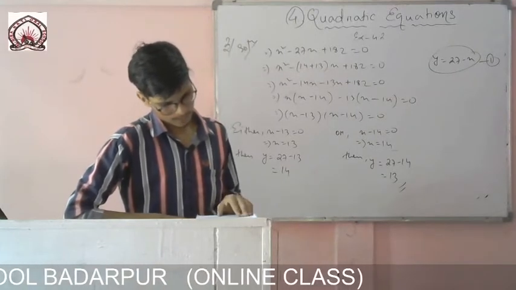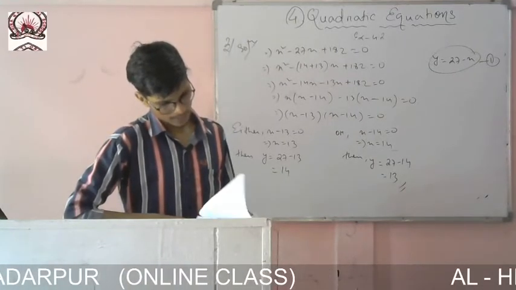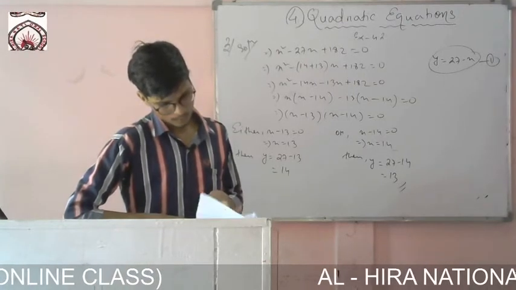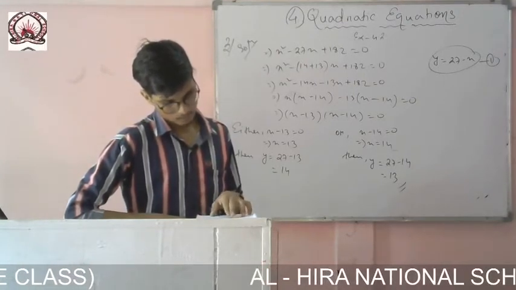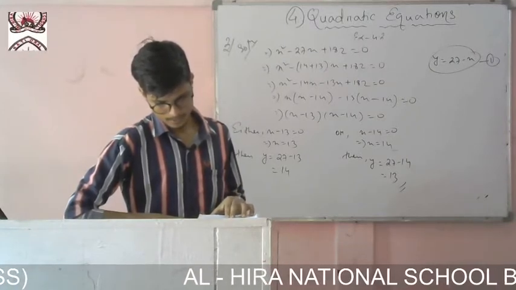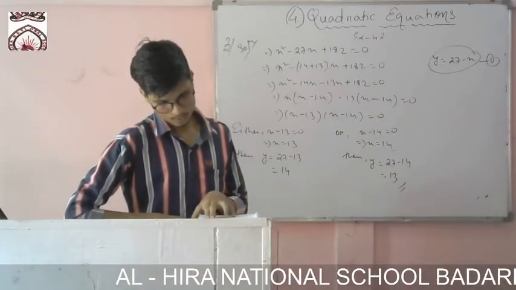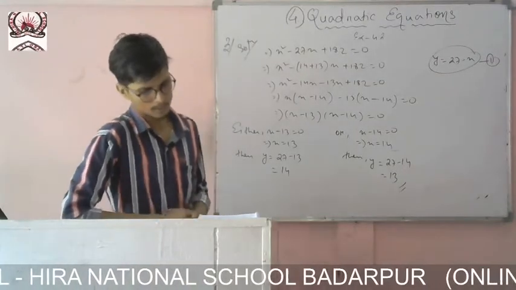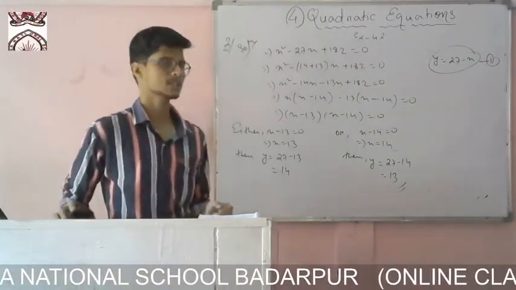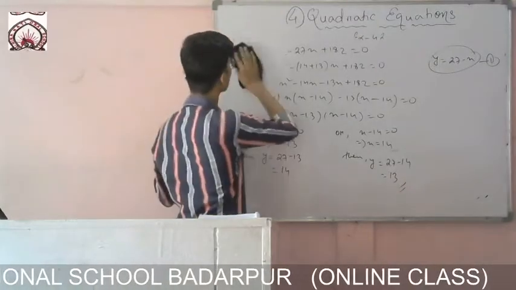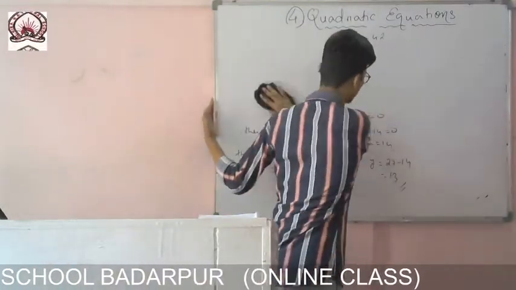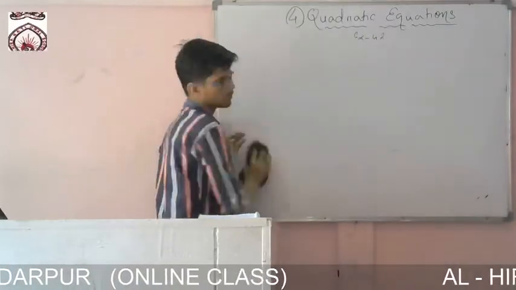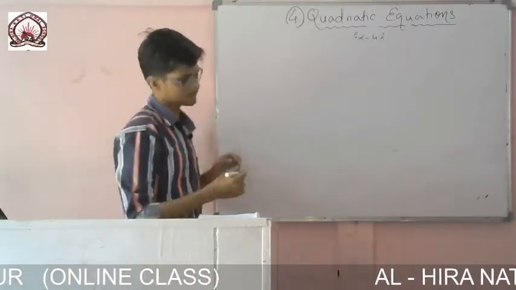Now let us move to the next question. Find two consecutive positive integers, the sum of whose squares is 365. So two positive integers, that means like earlier, one will be x and another one will be x plus 1. We have done this earlier, same as this one, but now here we have to solve. Earlier we just made the equation.